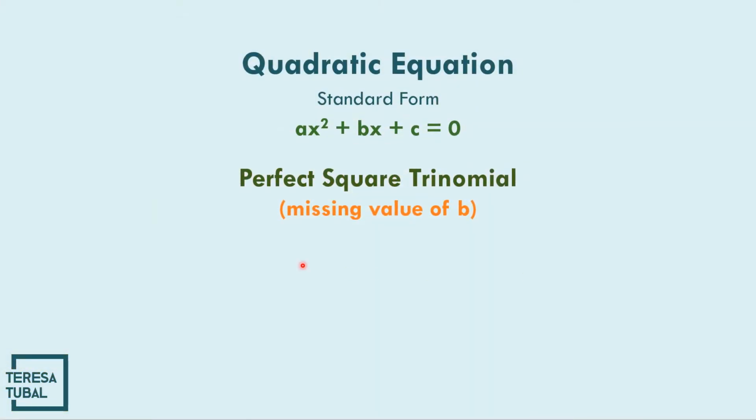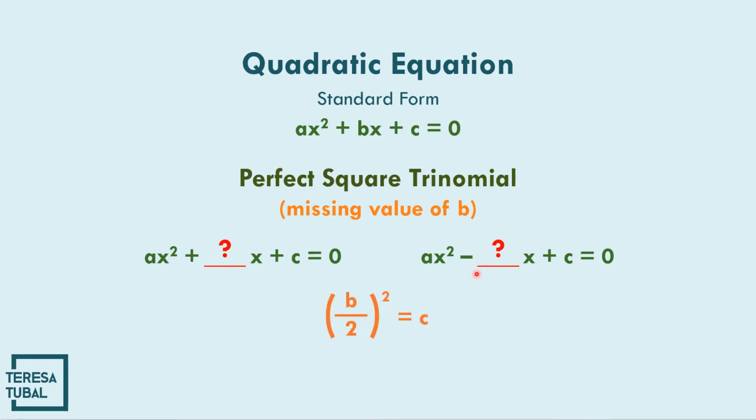What if the missing value in the standard form is b? How do we make an equation a perfect square trinomial if the given is ax squared plus the value of b, whether the sign of b is positive or negative? So let us see the formula for b. The formula for b is equal to 2 times the square root of c, while the formula for c is the quantity b over 2, squared.